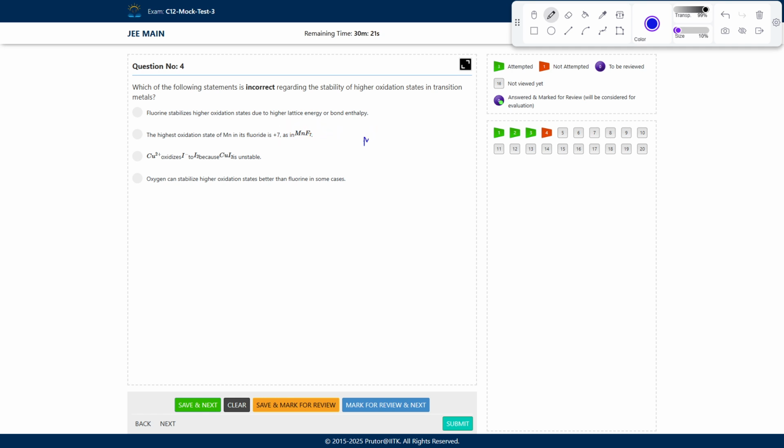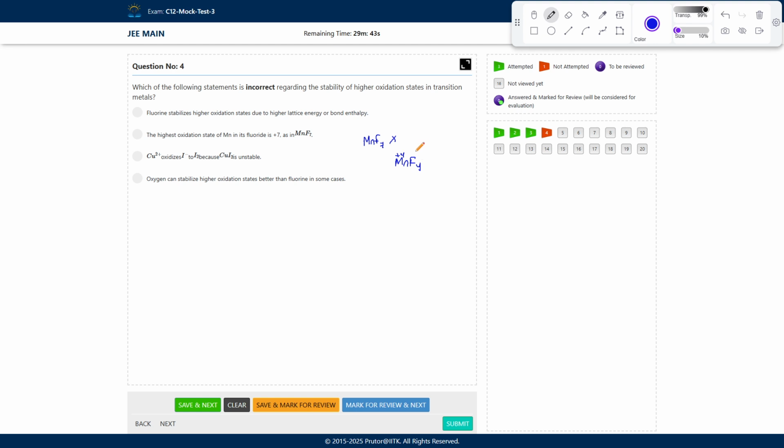First of all, MnF7 does not form. And secondly, the highest manganese fluoride, that means the fluoride in which manganese will show its highest oxidation state, is going to be MnF4, where manganese exists in +4 and not in +7. +7 is actually the highest oxidation state shown by manganese, but when manganese forms a fluoride, it shows only +4 as its highest oxidation state in its fluorides.